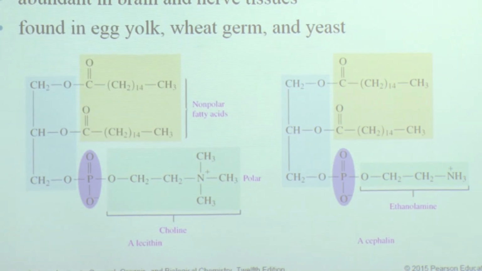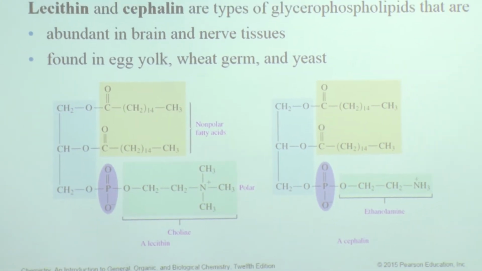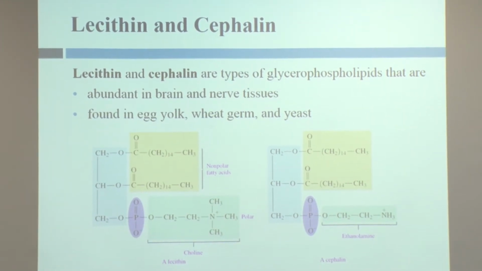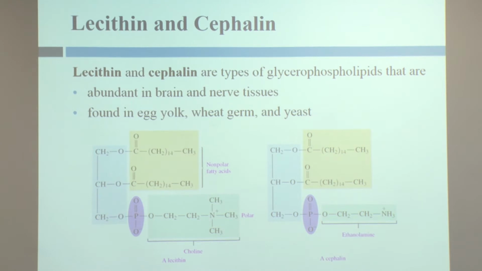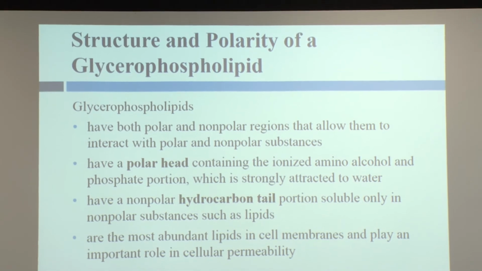So these are the two glycerophospholipids. They are abundant in brain and nerve tissues. They are found in egg yolk, yeast, wheat germ. So these are the two examples. So look at the structure. Be comfortable setting up the structure. Look at where they are found and what their function is. We will get to it as we go along.